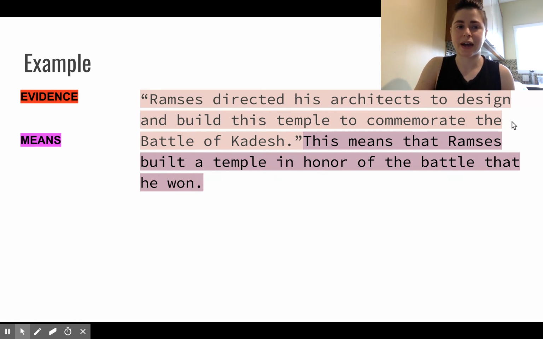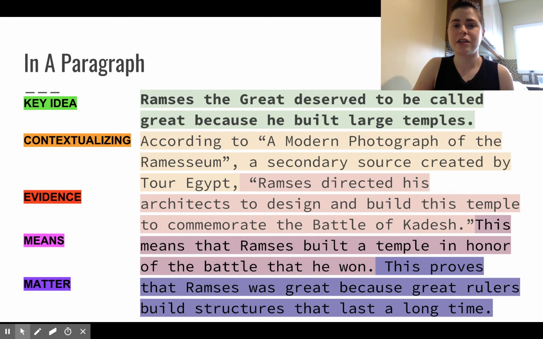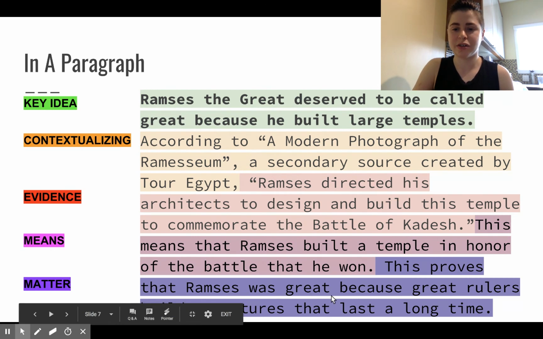Now I want to connect it back to my claim. So I'm saying this proves that Ramses was great because great rulers build structures that last a long time. So I'm not just repeating what it means, I'm saying, how does it prove that he was great? So in a paragraph, what this looks like is you've got your key idea, you're contextualizing your evidence, and your means and your matter. So you're making sure that your matter always connects back to that claim, connects back to that key idea specifically.